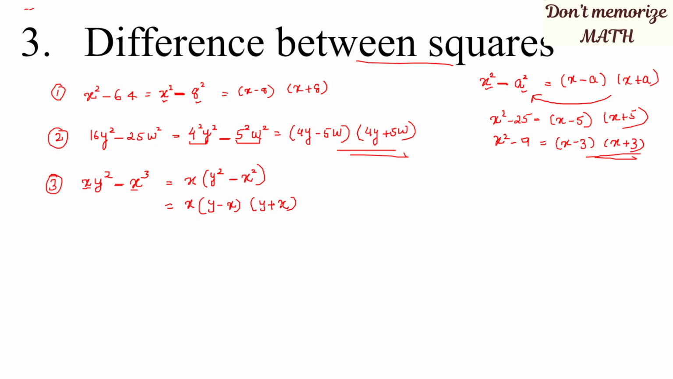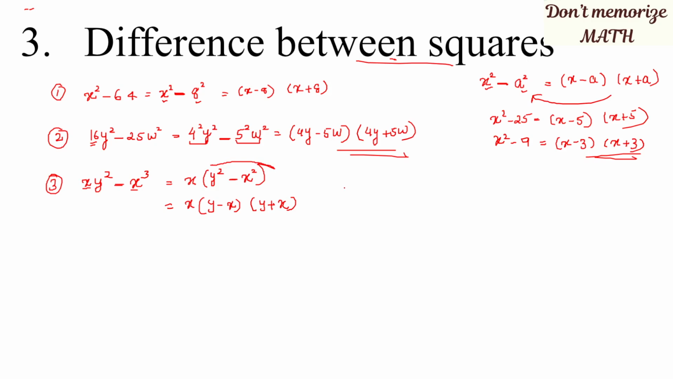These are the basic questions I am discussing with you. There are more complicated questions also, but don't worry, just keep these basics in mind and everything will be easy for you. In difference between squares, the first method is they directly give a difference and you just need to change the number to a square. The second type is there will be some numbers with the square terms, so make them perfect squares like this 4 square, 5 square, or sometimes if you take common terms outside, you will get the difference between squares inside the bracket.